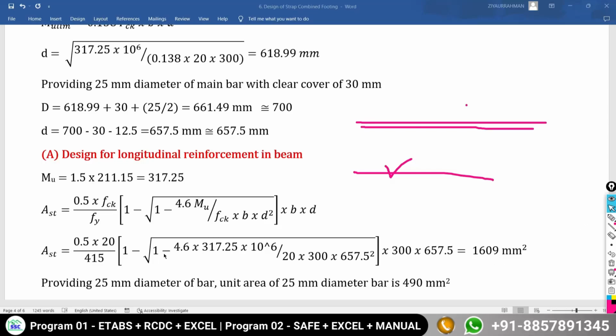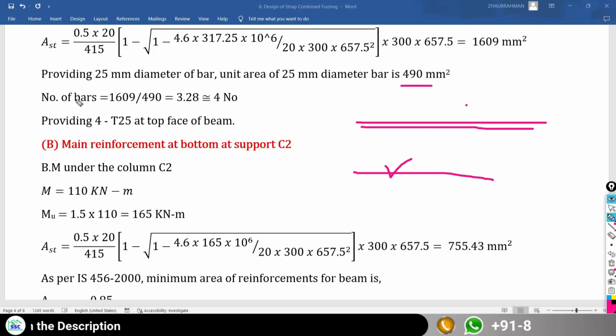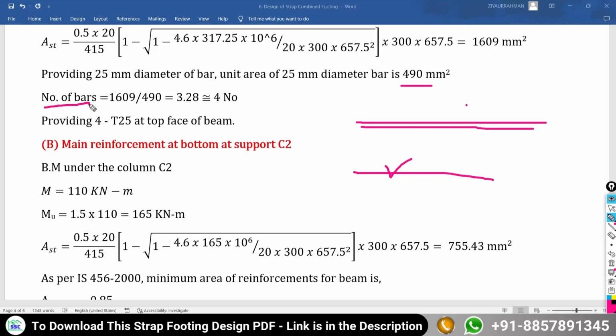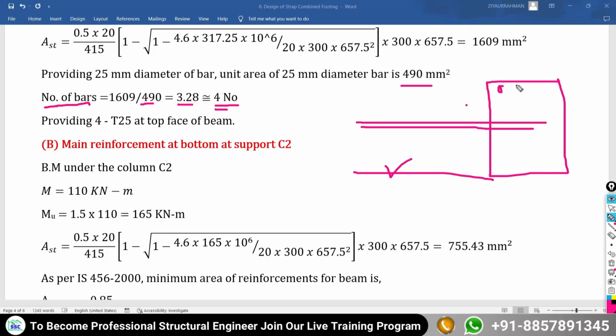So here I am going to provide a 25 mm diameter bar. So its unit area is what? 490 mm square approximately. So how many bars are needed? 1609 divided by 490 gives 3.28. So I am going to provide overall 4 bars on the top face of the beam. Here 4 bars we are going to provide.